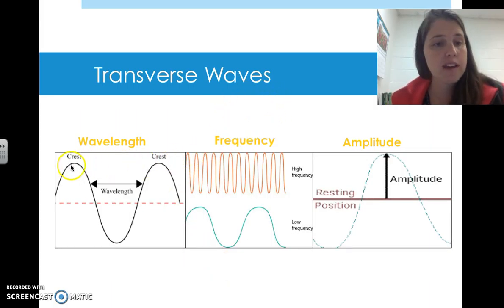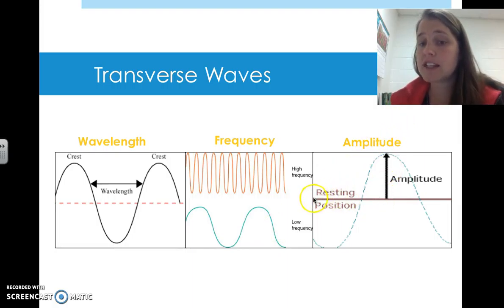So in transverse waves, remember the wavelength is from a similar point to a similar point. So if this is the crest, this is the crest. From crest to crest is the wavelength. Okay, or from trough to trough, but we don't have a trough to trough here. Okay, the frequency, high frequency: look how fast they go up and down and how many we get in this specific area. Here, we get a lot fewer waves in that same specific area. So this is a high frequency because we get a high number of waves in that same amount of area. And this is low frequency because we get a low amount of waves in that specific area.